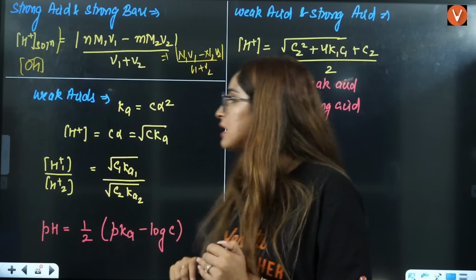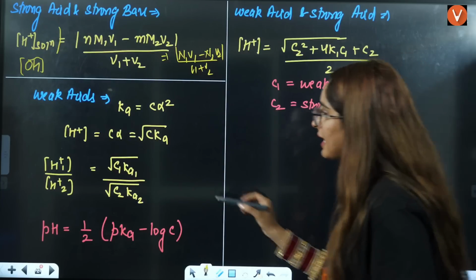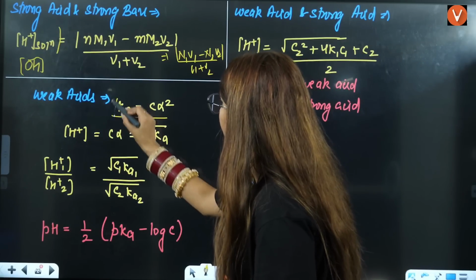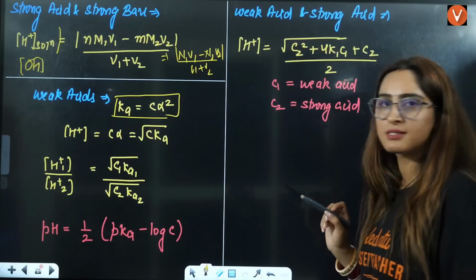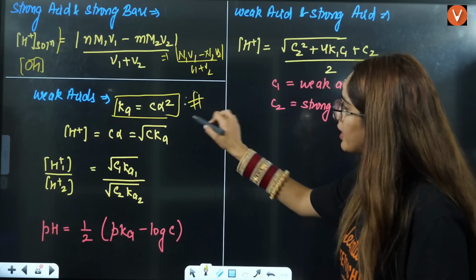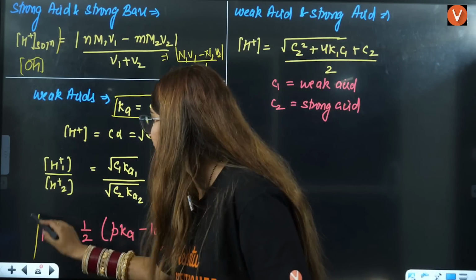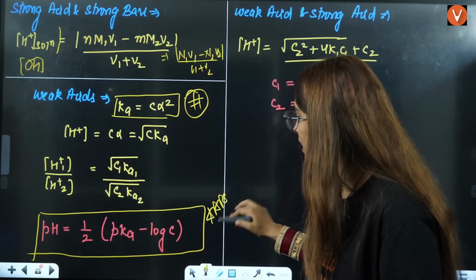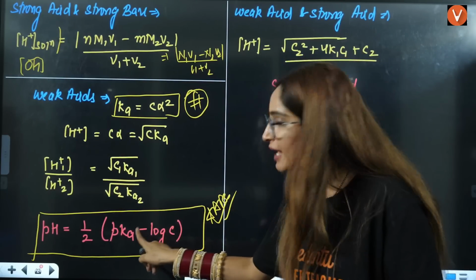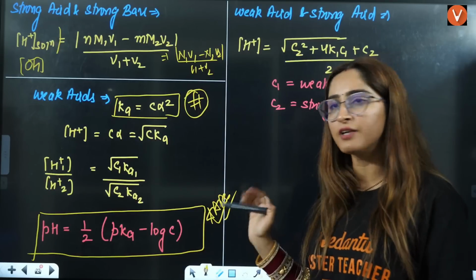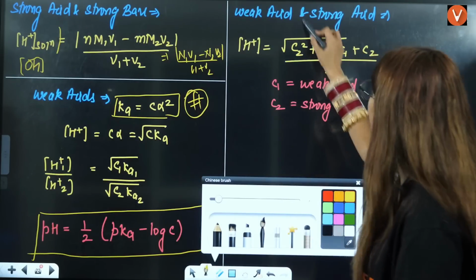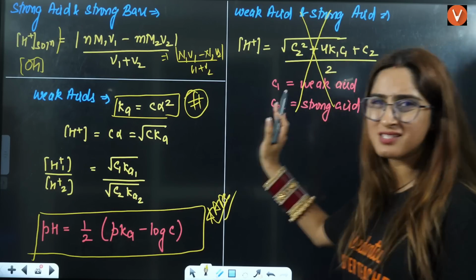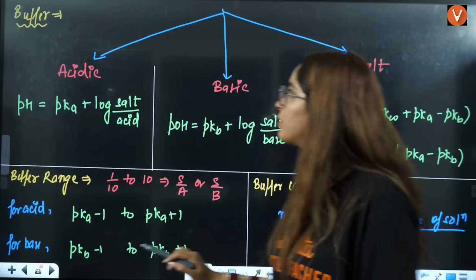Okay. Next is for weak acid, directly we can say Ka equals C alpha square is the important thing. This is the important formula. Then for weak acid, the pH calculation has this formula, very important. The Ka value and the concentration of that acid will be already given to you. This formula you can skip. This has never been asked, so you can skip this formula.